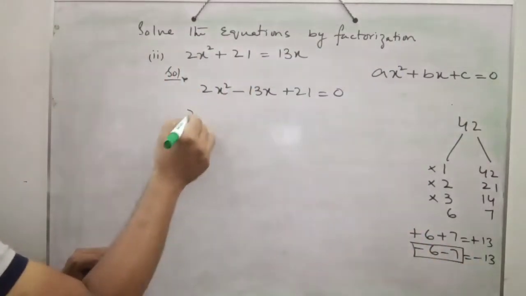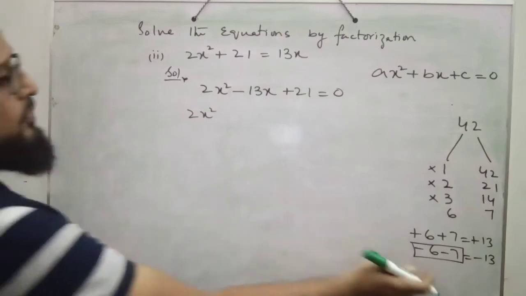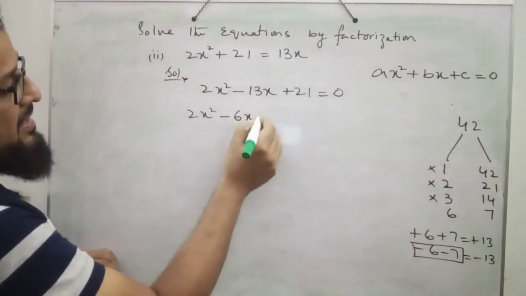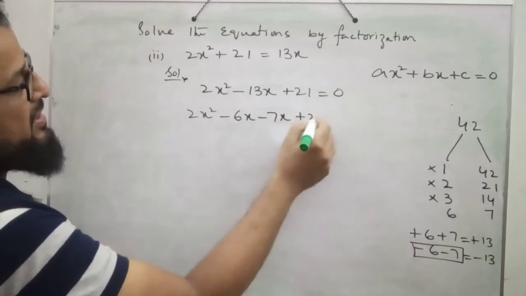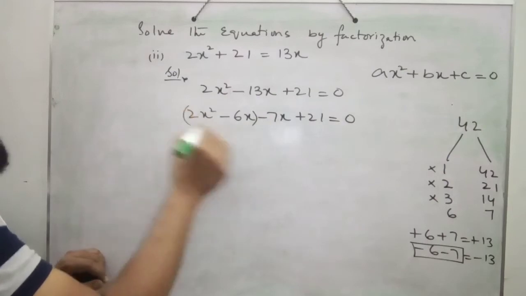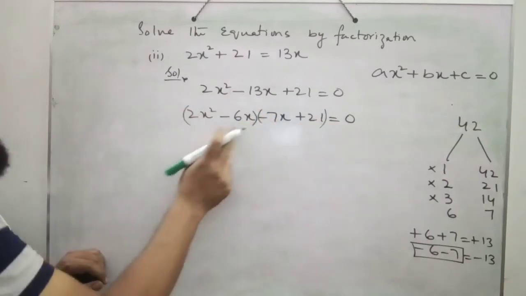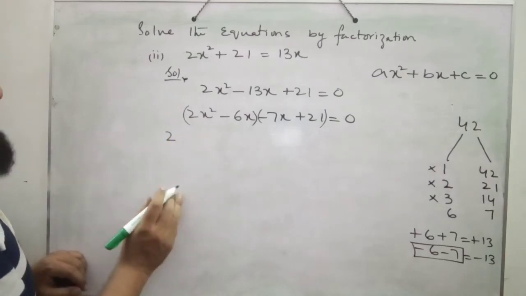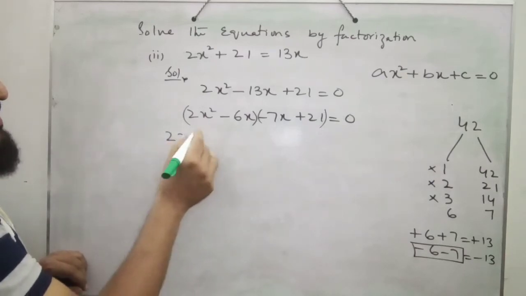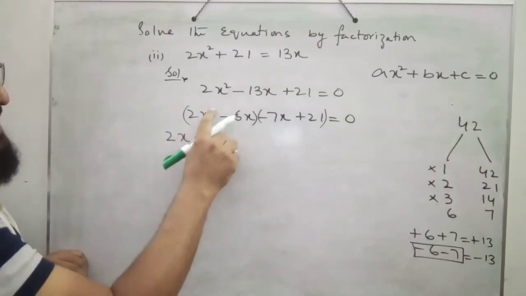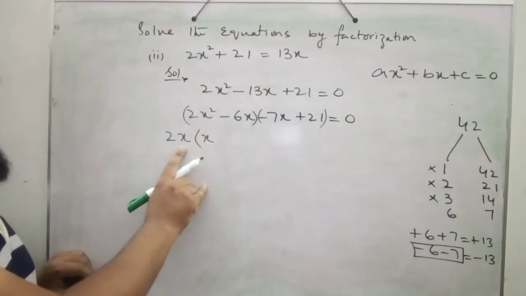Okay, so there is a 2x square. Okay, you put these factors instead of this 13x, so you have minus 6x and then minus 7x plus 21 equals to 0. Okay, so right now you have two brackets here in this way. The first one, you see you have a 2 as a common, so you can take out that common and the x variable. So 2 is there, x is there, so remaining is x only, because there is x square, so you took over x only.